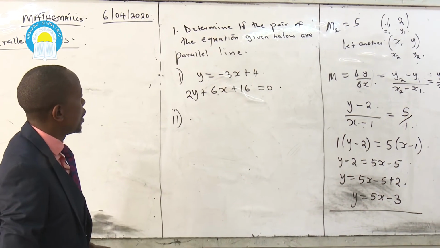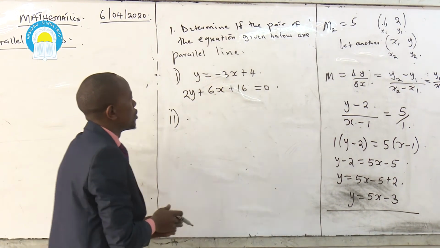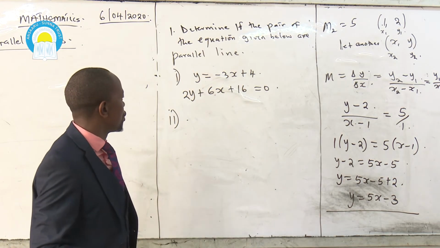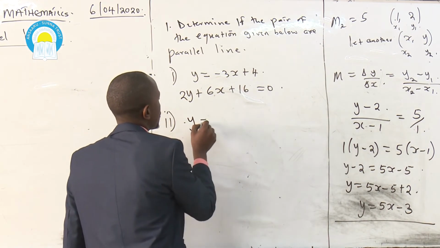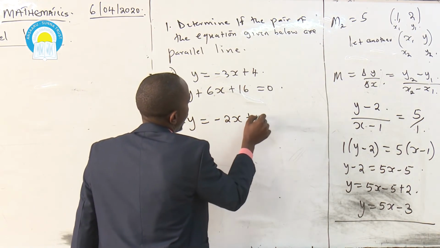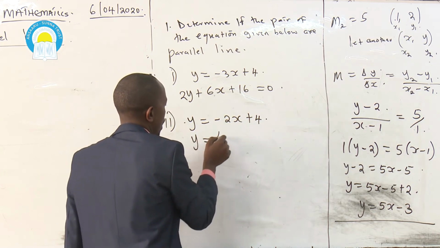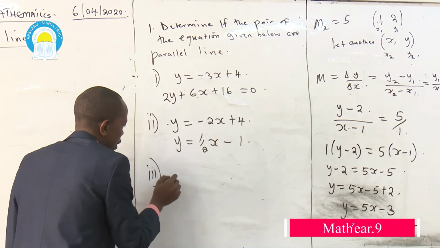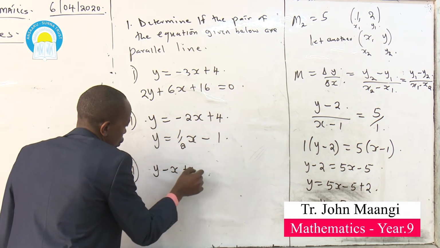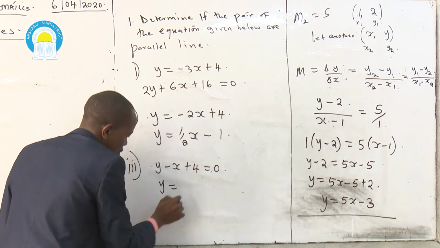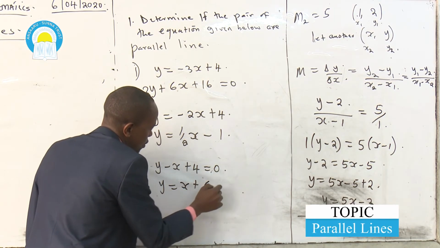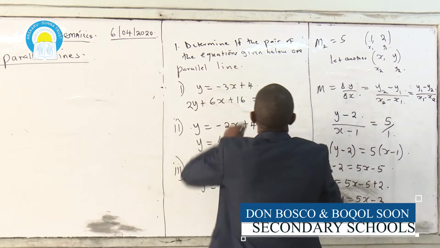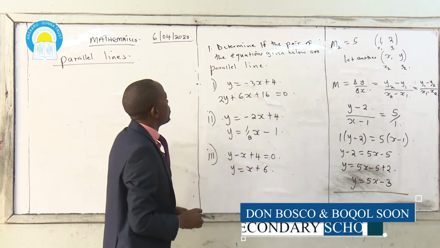This is your assignment, and I'm saying this is the last lesson that you're doing under the topic that we started, gradients and equations of straight lines. Roman 2, we have y is equal to negative 2x plus 4, then y is equal to a half x minus 1. Lastly, Roman 3, we have y minus x plus 4 is equal to 0, then y is equal to x plus 6. Determine if the pair of equations given below are parallel lines.